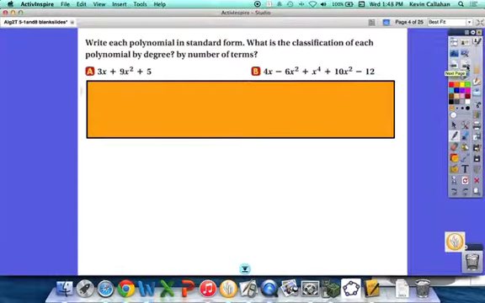Okay, so let's see. We are going to take these two problems, which are examples out of the book, and first step is put them in standard form. That's what the directions are going to say, right? So you put it in standard form, and then you classify it by degree and by number of terms. Okay. In this first one, 3x plus 9x squared plus 5, what kind of rearranging do you have to do to put that in standard form? The 9x squared ought to have been first, right? And then the 3x and then the 5. Okay, what about this one here?